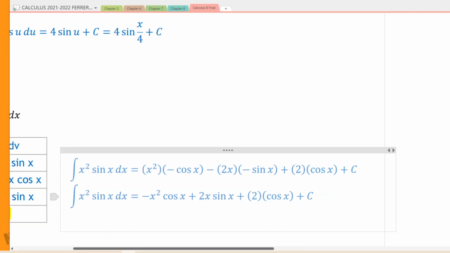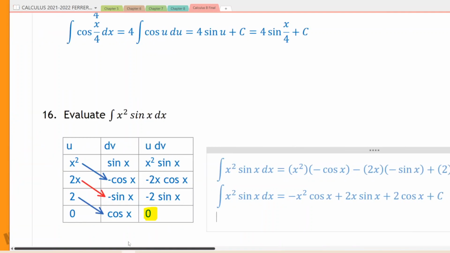And then finally over here we've got 2 and cosine x. Again, there's not much to simplify there. And that really completes our answer for this one. Not much else to do, and we're ready to move on.